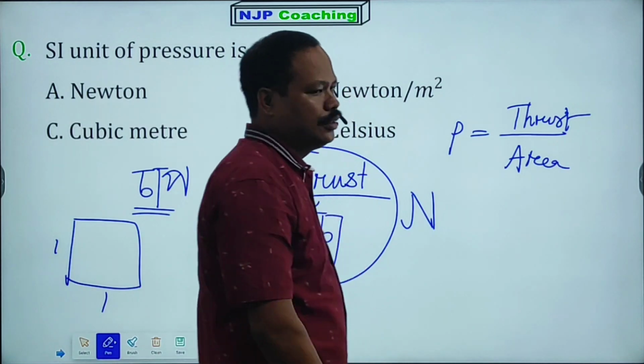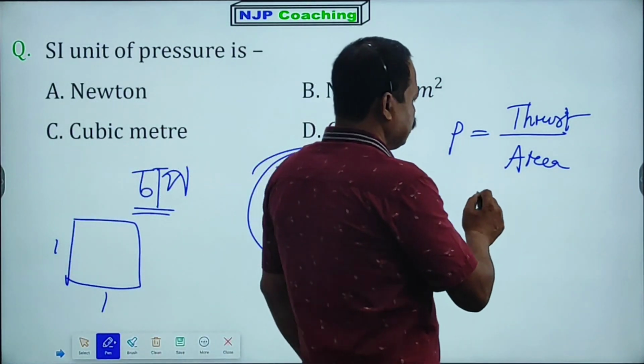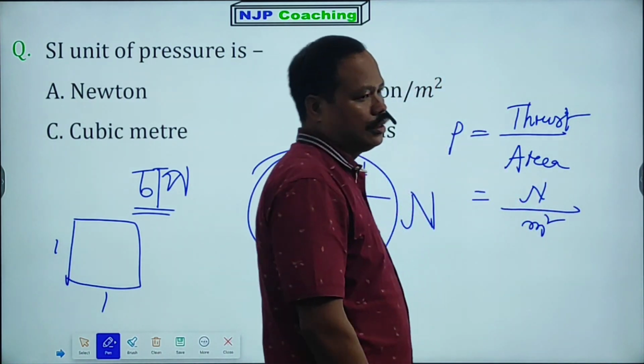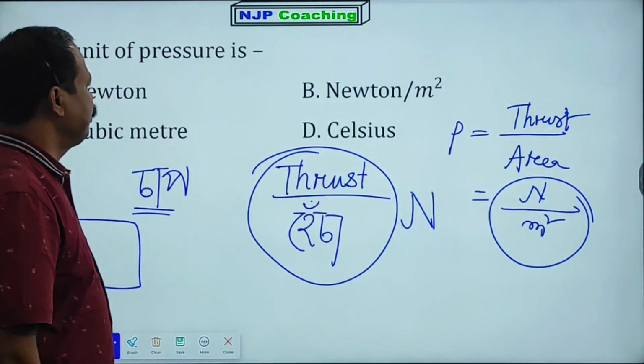What is the unit of thrust? Just I have mentioned, unit of thrust is Newton. And what is the SI unit of area? That is meter square. Okay, Newton per meter square is the SI unit of pressure.